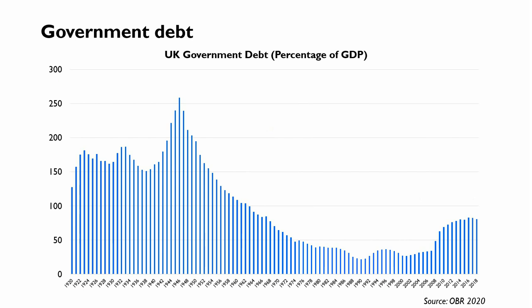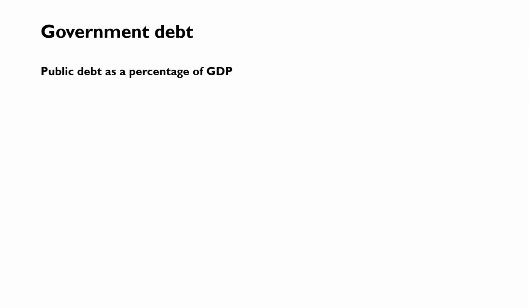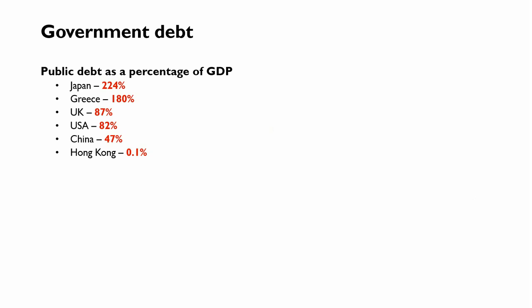UK government debt, by way of context, we've met this graph before, rose in the last few years. You can see it spiking around 2008 as a result of the financial crisis, but it's been much higher than that before. Historically, or in comparison to other countries, UK debt is high but not particularly high. There are some countries like Japan and Greece which have extraordinarily high levels of debt relative to their GDP. The UK is a fairly middling amount. There are lots of other developed countries like the US which have similar amounts. China, just by way of context, 47% debt to GDP, that's a bit lower. There are some countries, Hong Kong's got extremely low levels of debt.